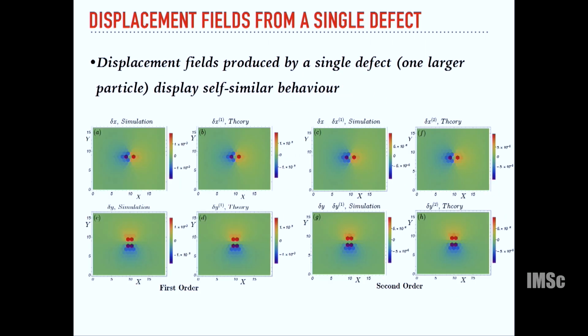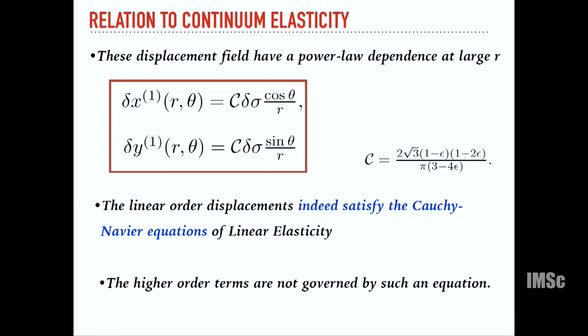So just to show you a proof of principle that this can be done, you can first calculate the displacement fields away from a single defect, and it matches exactly with simulations. You take one defect, or you increase the size of one particle, and you see that the simulations and theory match exactly. You can also show that at large length scales the predictions of continuum elasticity are recovered. You can get a 1/r dependence of the displacement field. Again, you can put this back into the Cauchy-Navier equations that I showed right at the beginning, and you'll see that you get the predictions of linear elasticity.